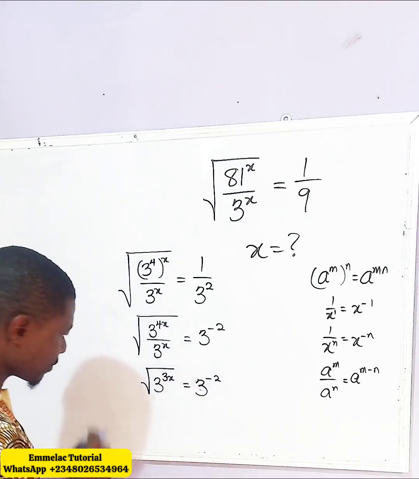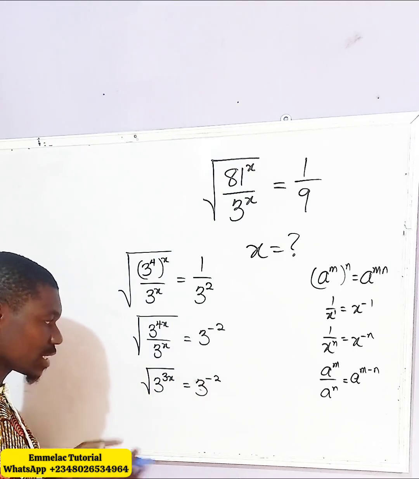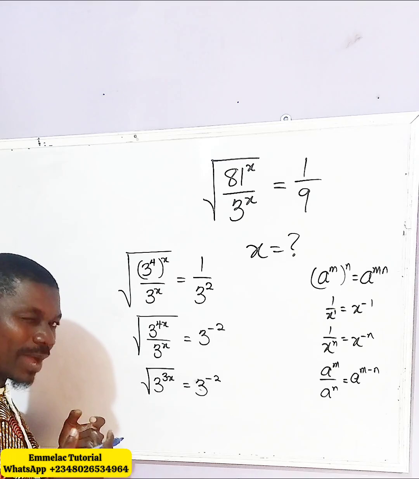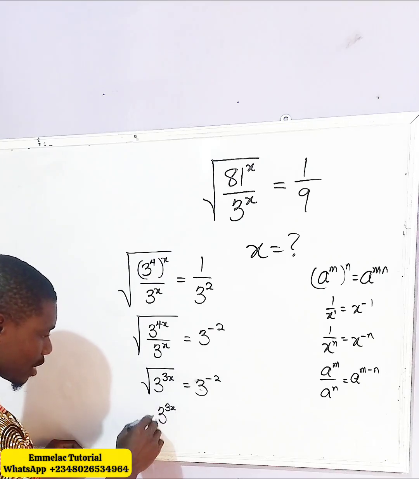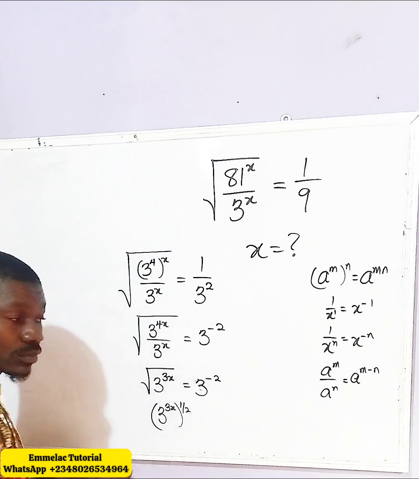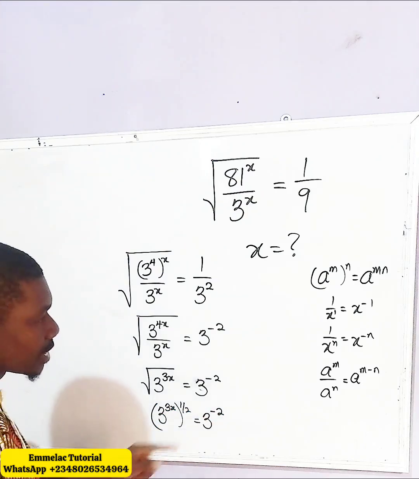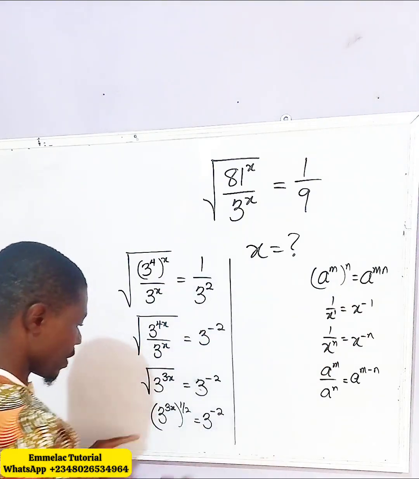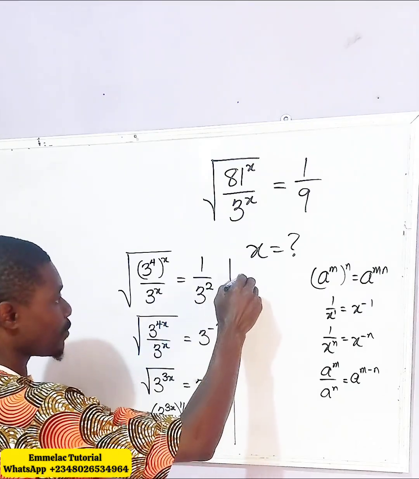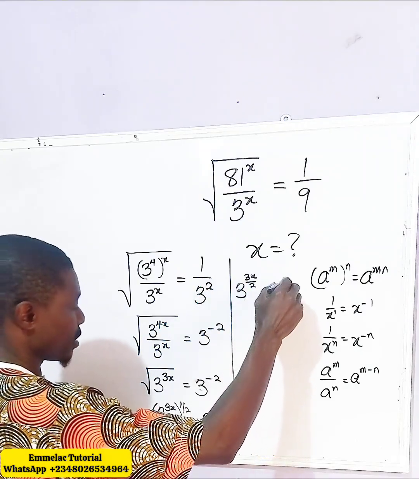Okay, so for us to undo the square root, let's raise both sides to the power of 2. Or by the law of indices, this is 3 raised to the power of 3x, all raised to the power of 1 over 2, equals 3 raised to the power of minus 2. And since we can multiply the exponents, this is 3 raised to the power of 3x all over 2, then equals 3 raised to the power of minus 2.